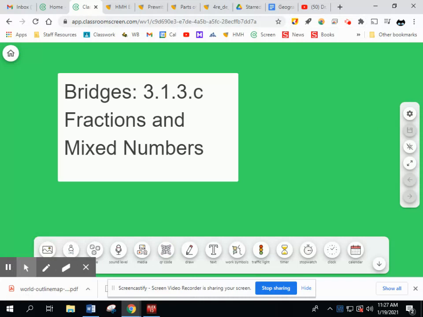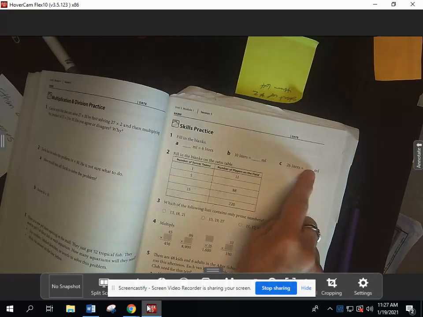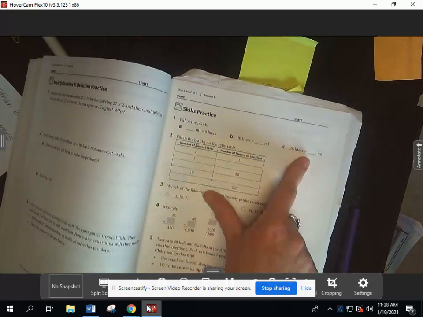Okay, so you are going to be turning to page 81 in your workbook. You're going to work on 2, 3, 4, and 5. We have not worked on this much, so I'm not asking you to do this right now without help. I'm expecting you to do this part.